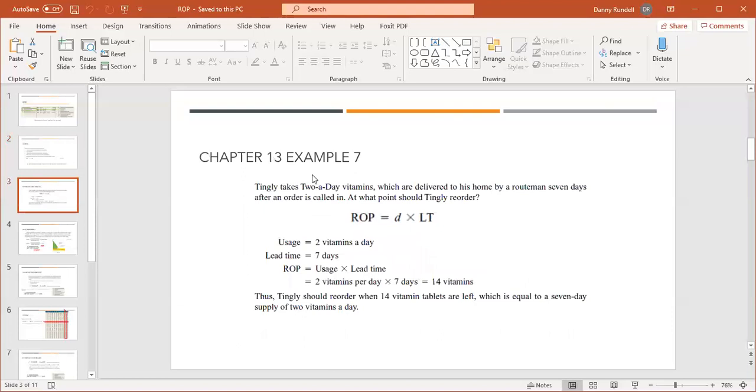So in chapter 13, there's example 7, where the problem states Tingley takes 2 vitamins a day. This is an example of a really simple one. Okay, so part A of that model. Tingley takes 2 vitamins a day, which are delivered to his home by a route man 7 days after an order is called in. At what point should Tingley reorder? There's the demand rate, which is 2 vitamins a day, and the lead time, which is 7 days. The lead time being the amount of time that it's going to take for it to show up. So it's simply 2 times 7, 14 vitamins, which makes sense, okay?